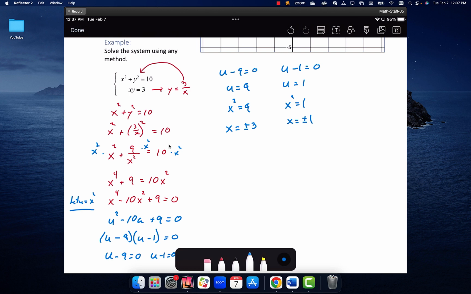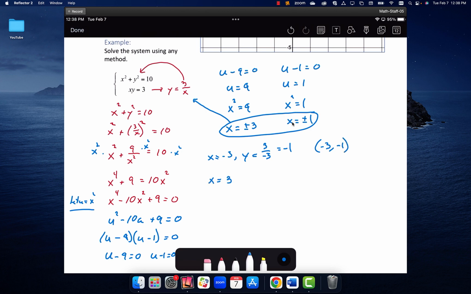So it looks like we have 4 points of intersection right now. Let's figure out what y is. Remember, this is only part of our solution. We need to figure out what the corresponding y values are. So we're going to take each of these x values and plug them into the y equation. So when x is negative 3, y is 3 over negative 3, which is negative 1, meaning our coordinate is negative 3, negative 1.